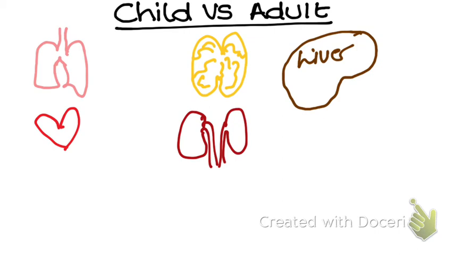Children have an immature liver, which will result in poor function, especially when we look at metabolism of drugs, so they'll have less metabolism and less hepatic glycogen store, so hypoglycemia can occur quickly.